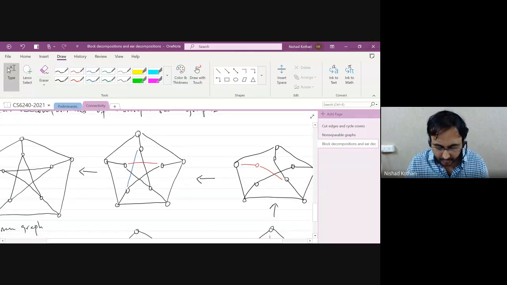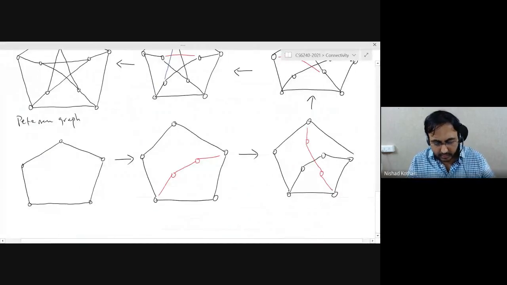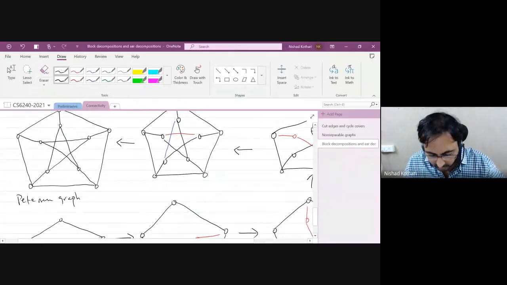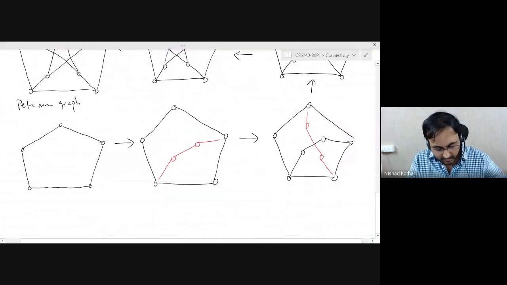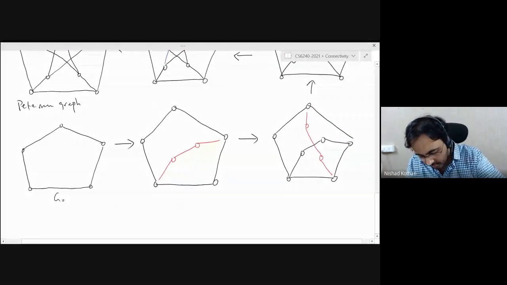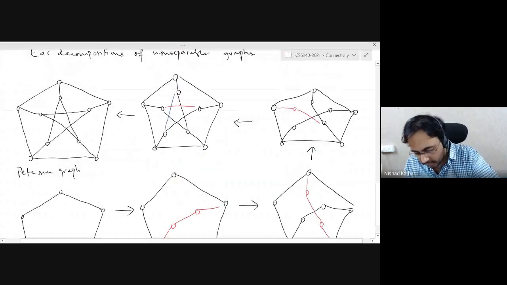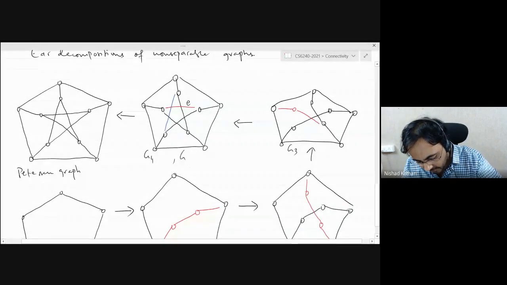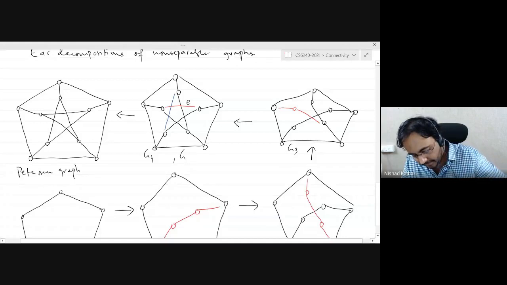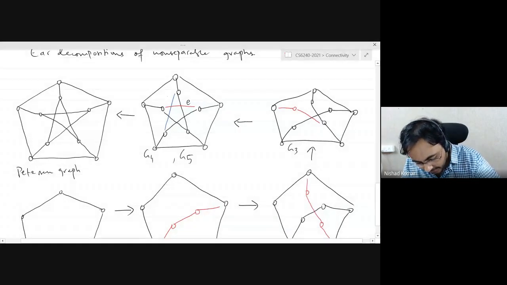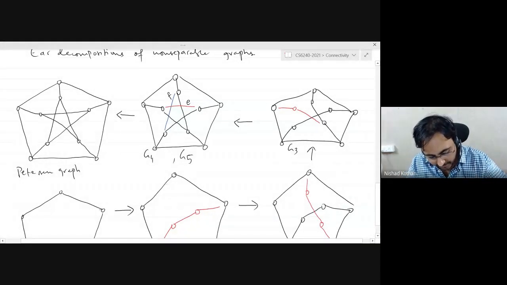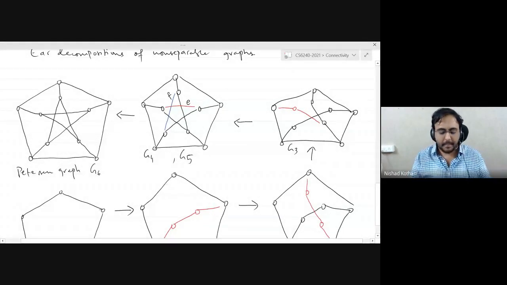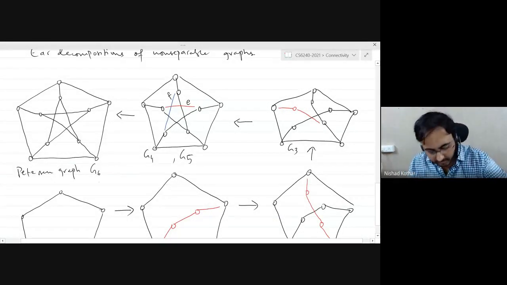Okay, so what we got here, we got a sequence of graphs, which are all subgraphs of the original graph. So let's call this G0, G1, G2. Then we got G3. Then we got G4 when I added the edge E. And then I got G5 when I added the edge F, blue colored. And finally, I got the Petersen graph G6. Okay, this is our original graph G.